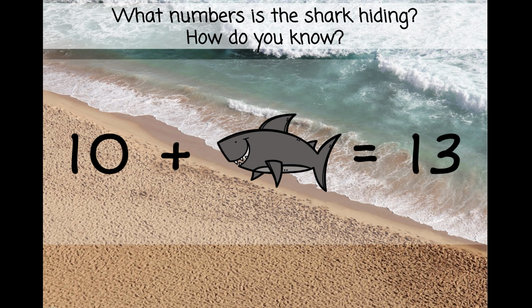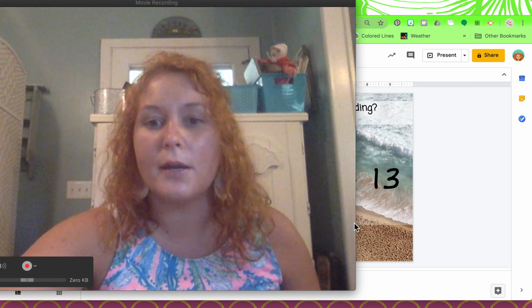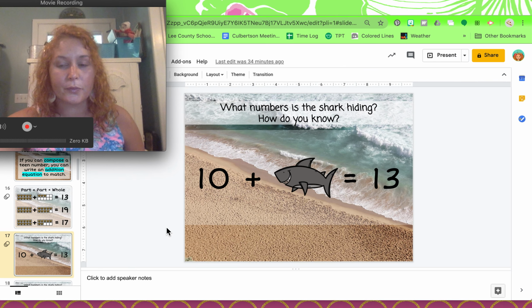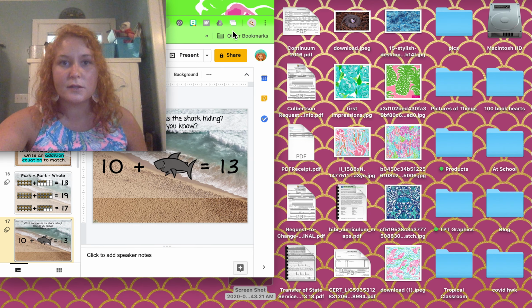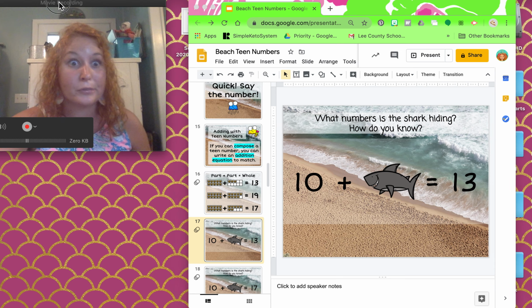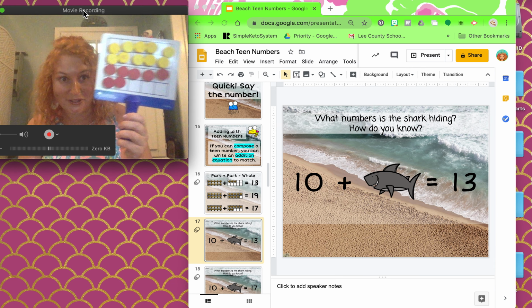So let's look at this. We have a shark, and he is on top of one of our numbers, okay? Our mission is to figure out what number the shark is hiding. So I'm going to try this right here. I'm going to put me here, and I'm going to put the shark over here. So we have two things happening, and excuse my messy, messy background. That's just who I am. So we've got 10 plus 3. That's not 10 plus 3, is it?